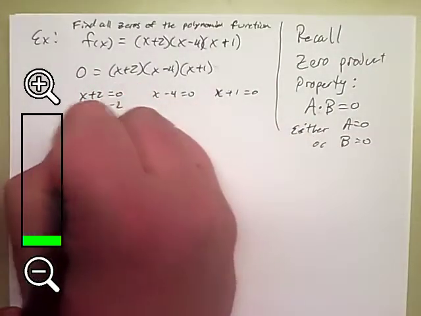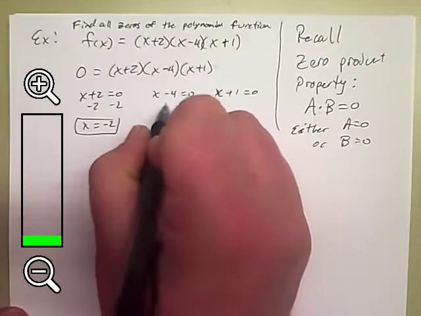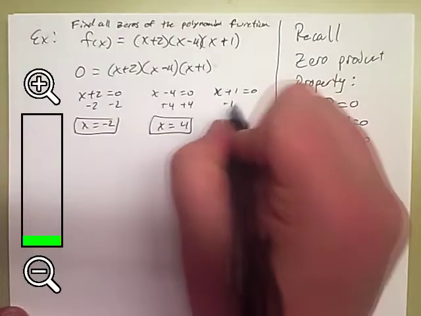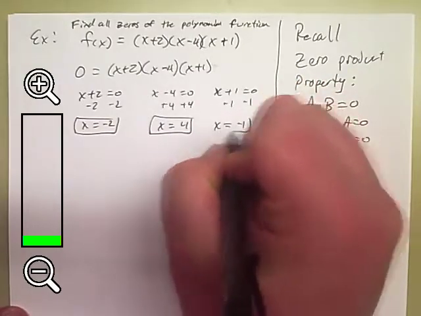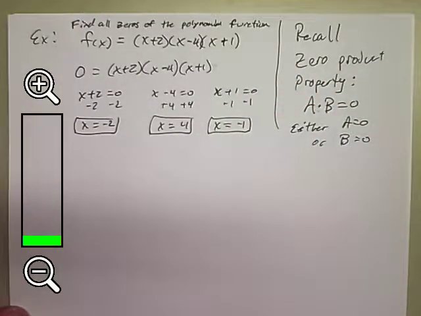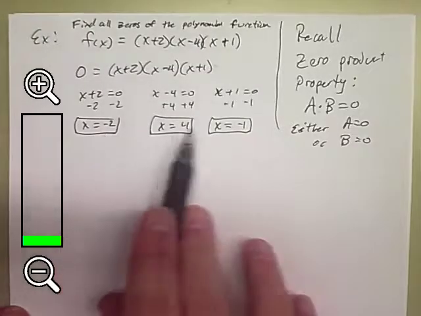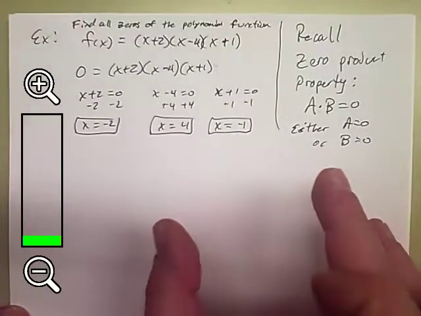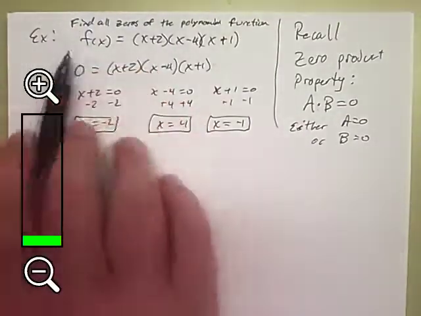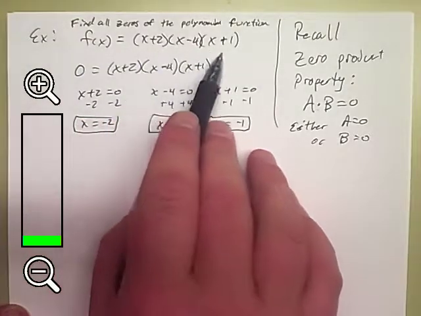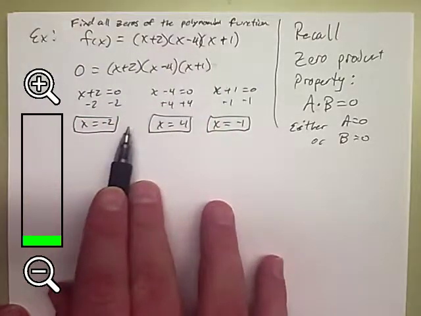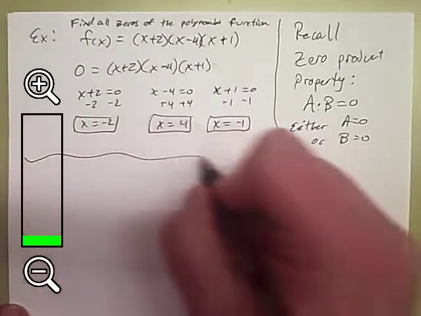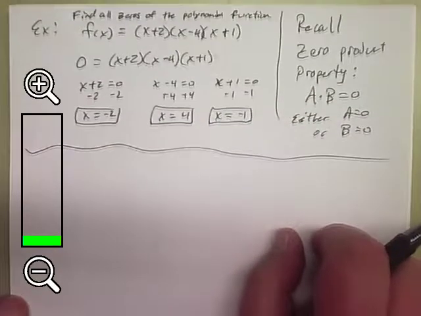Minus 2, so x equals negative 2. Plus 4, so x equals 4. Minus 1, so x equals negative 1. All right, and that's it. These are my zeros. And I want to take just a little second. I want to think about something. What was the degree? We said the degree here was 3, right? How many answers or how many zeros did we end up with? Let's take a look at it. I wonder if that pattern is going to continue as we go along.